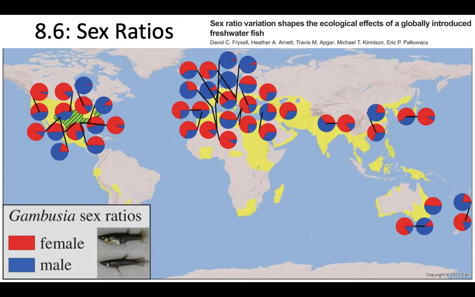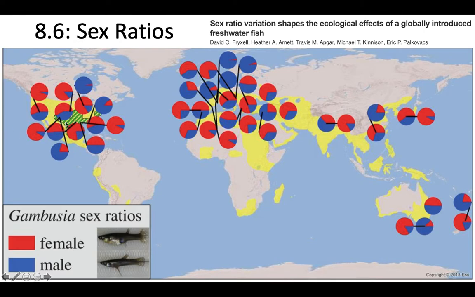Another thing that can be really insightful for understanding populations are sex ratios, so the number of males to females. This is a really cool study that was done of sex ratio variation in different populations of Gambusia, the mosquito fish. This is the female, this is the male, and they were looking at sex ratio distributions of this fish across its geographic range. What they found is that the female-biased populations, so things like this one, a lot of them over here in the U.S., induced stronger trophic cascades compared with male-biased populations, which caused larger changes to key community and ecosystem responses.